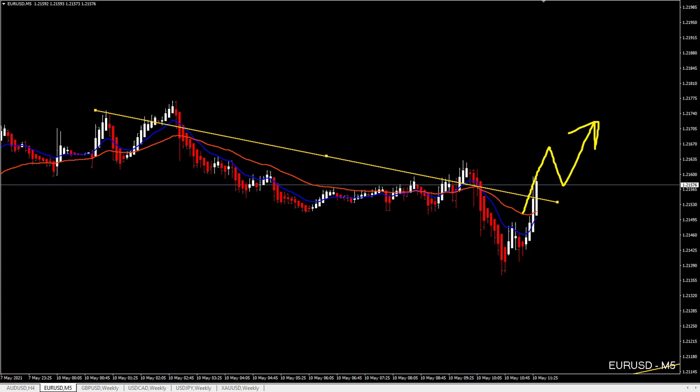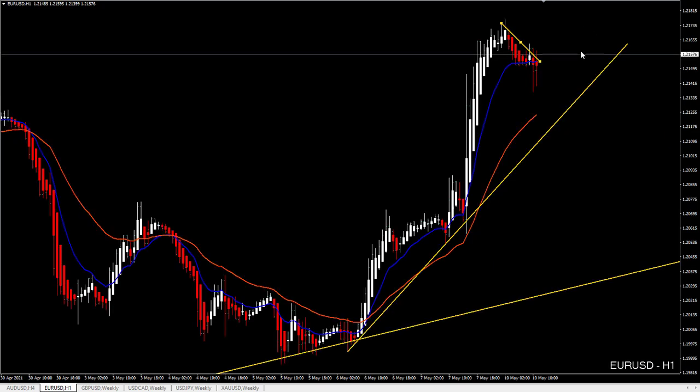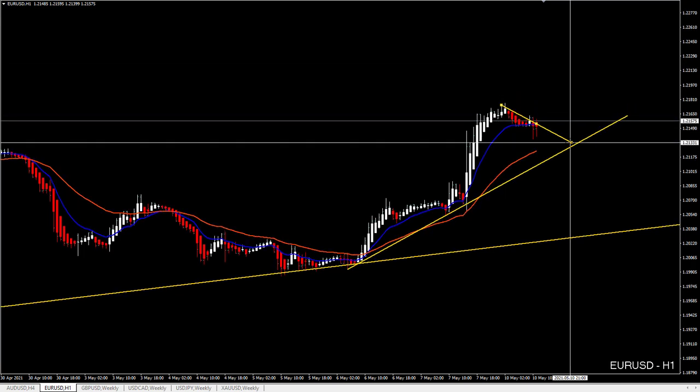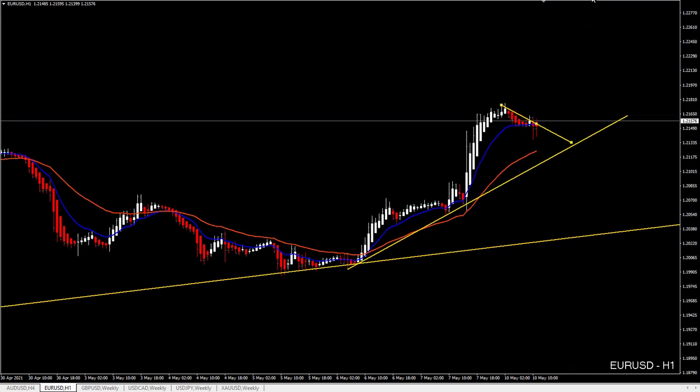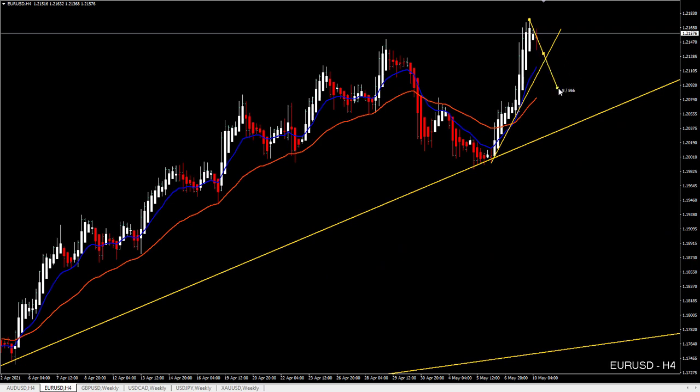If this is false breakout, then what you can do, you can look for a retracement back to the 36, back to the trend line, and try again to look for buys. Like I said, other option is retracement back to the 36 on the 4-hour chart.